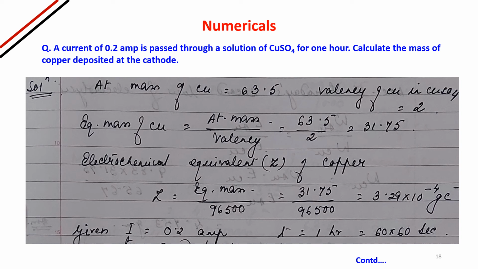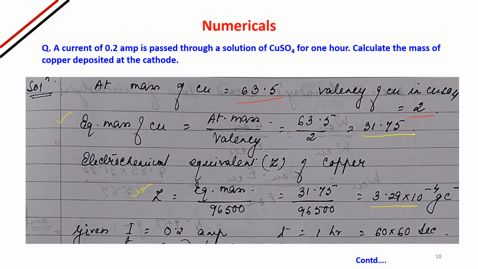So first of all, you have to know the atomic mass of copper, that is 63.5. Valency of copper in copper sulfate is 2. Am I clear? So equivalent mass of copper is equal to atomic mass by valency. So we are getting 31.75. Clear? Now from there, when I am getting the equivalent mass of copper, I can very easily find out the value of Z, that is electrochemical equivalent. Z is equal to equivalent mass by 96500. So from there we are getting 3.29 into 10 to the power minus 4 gram coulomb minus 1.